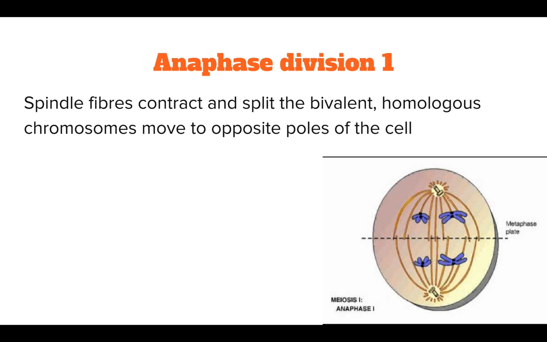Next is Anaphase division 1, or you could just call it Anaphase 1. I just put division 1 to help remind you. So in this part, spindle fibers contract and split the bivalent. Homologous chromosomes move to opposite poles of the cell. So here you can see that spindle fibers connect to the centromere of each cell, and then they pull them away from each other. So this splits the two sister chromatids away, and they bring them to opposite sides of the pole, as shown in the diagram below.